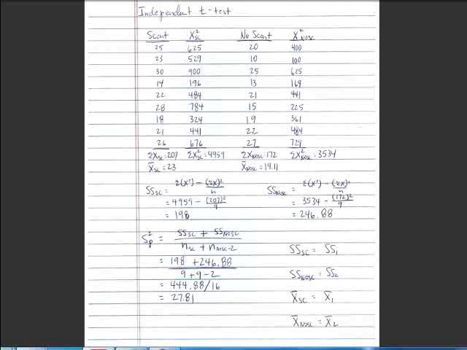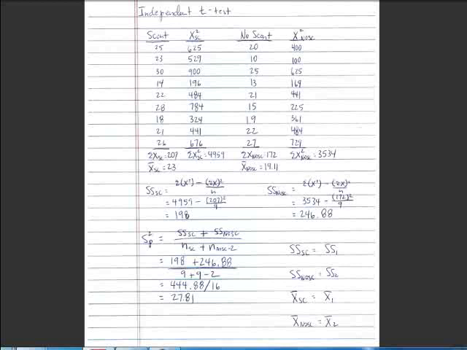I just wrote the formula a little bit different, but another way of writing the denominator is the number of people in the scented group minus 1 plus the number of people in the non-scented group minus 1. So let me say that again. Another way of saying the denominator is n scented minus 1 plus n non-scented minus 1. And so it comes out to the same exact thing. So our pooled variance is just the average variance of both groups taken together.